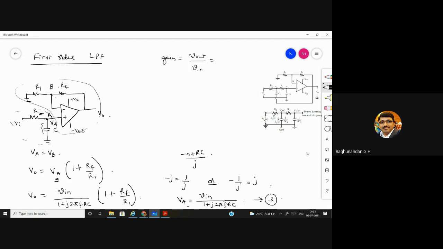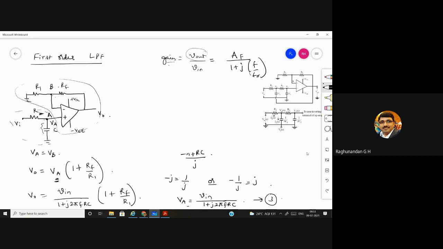From that we can write the standard formula, AF by 1 plus j into F by FH. Whatever we did till here is going to give you the V output, because we know what V in is, but we need to find V out. Then only you can find the gain. So we can find the gain by substituting V out and V in, or if you know the overall gain, then you can just substitute the frequency, and in that way also we can find the gain.